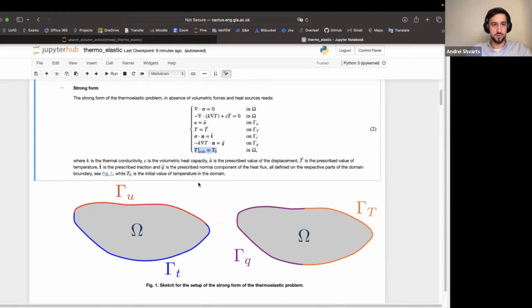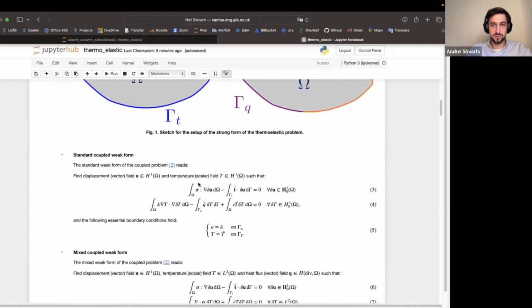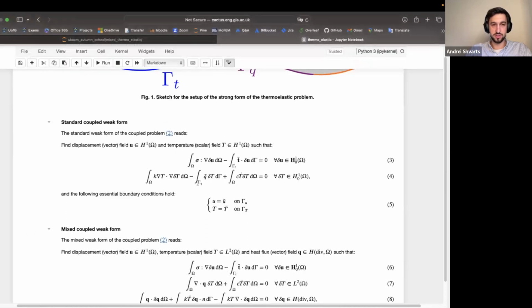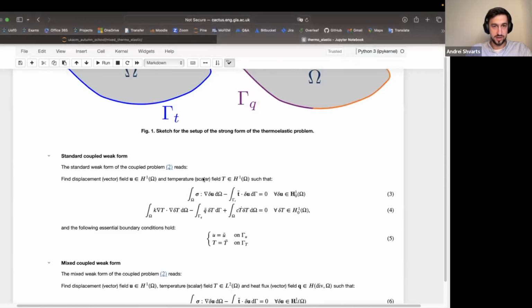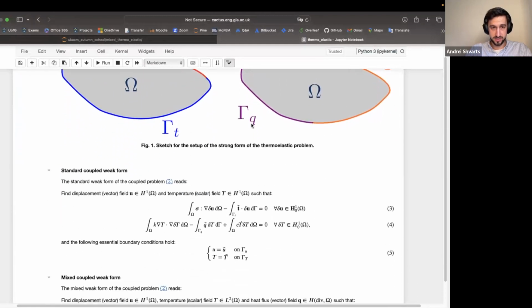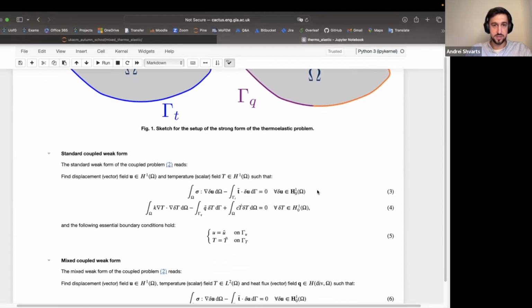Okay, so this is the strong form, and then we're going to compare the standard weak form and the mixed weak form. The standard weak form follows the usual derivations, where we integrate the equations after multiplying them by test functions, integrate by parts, and we arrive at these equations over here. The two unknown fields are the vectorial field U for displacements, which is in the space H1 of square integrable functions whose first derivative is also square integrable, and the temperature field T, the scalar field, also in the H1 space.